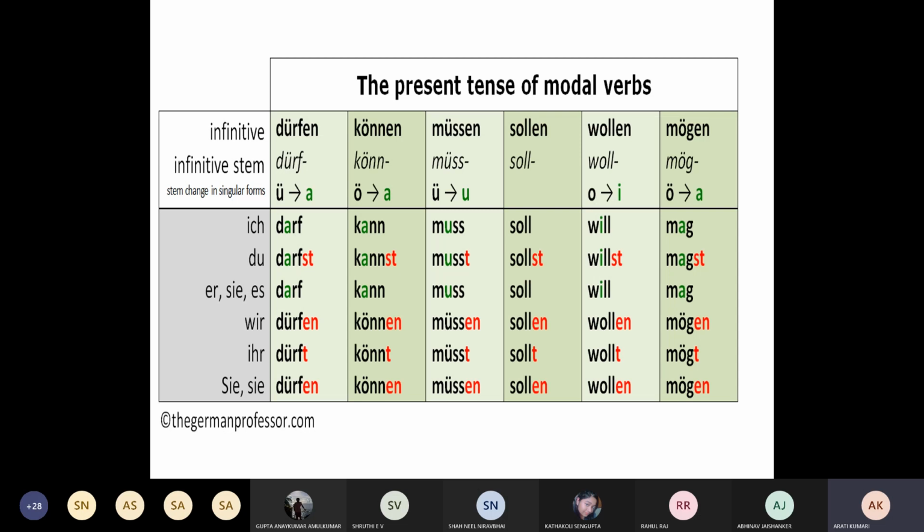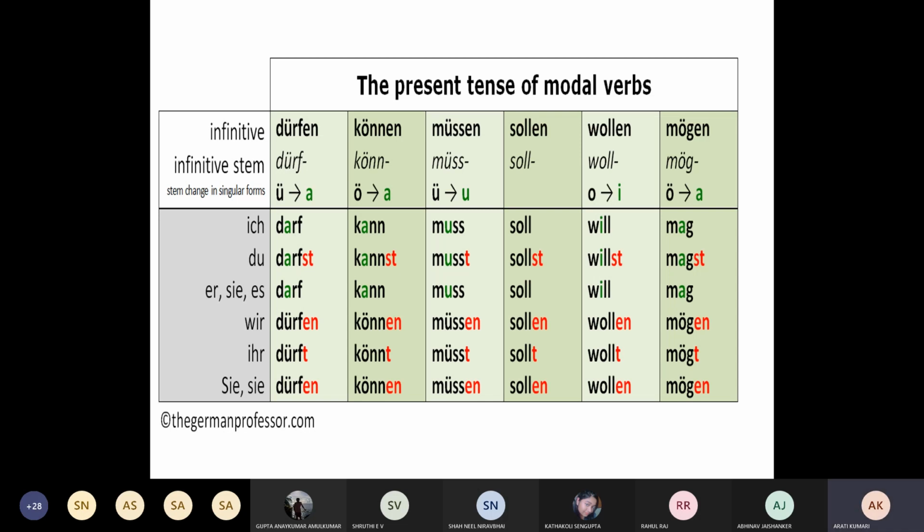Suppose you go to a restaurant and you are asking for food, then you use this modal verb. You can say, I would like to have a coffee. So you say, ich möchte einen Kaffee, bitte. Don't use any other modal verb. For example, you don't say, I want the coffee. That is a very impolite way of talking. So you have to use this modal verb, möchten.